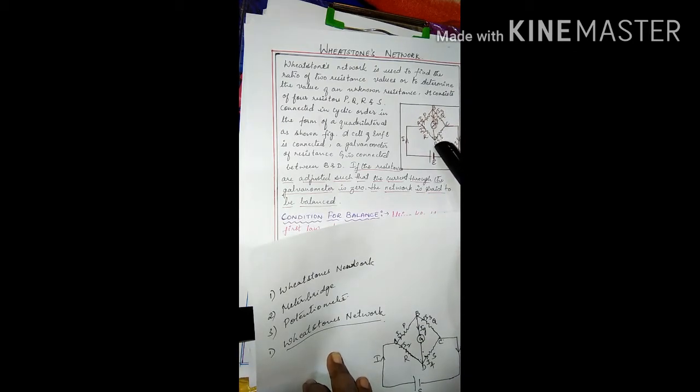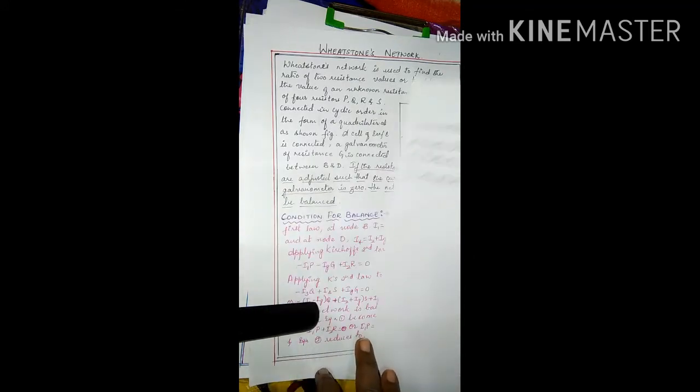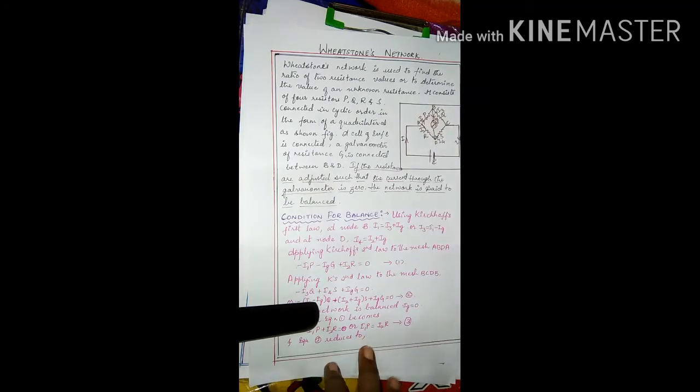Okay, so here the galvanometer is adjusted so that the ratio of the two resistances will be equal to the ratio of the other two resistances. So when this condition is fulfilled, then we say that the network is balanced. Okay, so how it can be balanced we will see in the equation form.